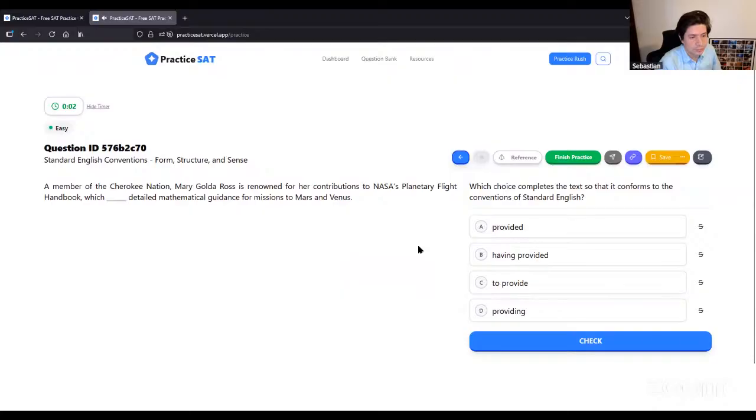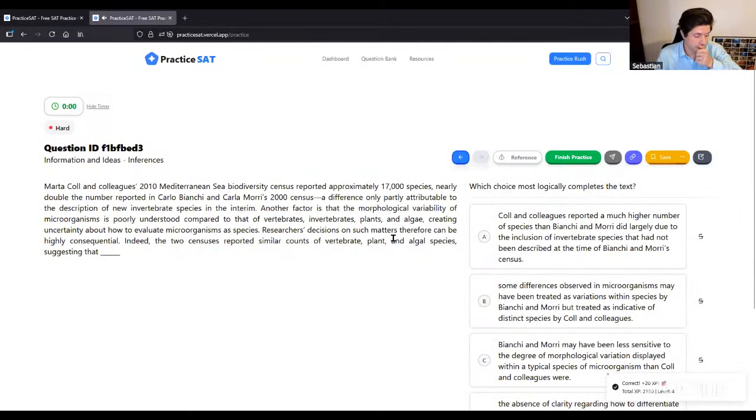Now let's try this one here. A member of the Cherokee Nation, Mary Golda Ross, is renowned for contribution to NASA's Planetary Flight Handbook, which blank detailed mathematical guidance for missions to Mars and Venus. Provided, having provided, to provide, providing. So it provided, right? Because we're in the past. Is renowned for contributions, which to provide, that wouldn't work. So which provided. Great.